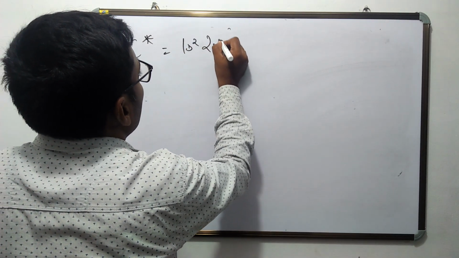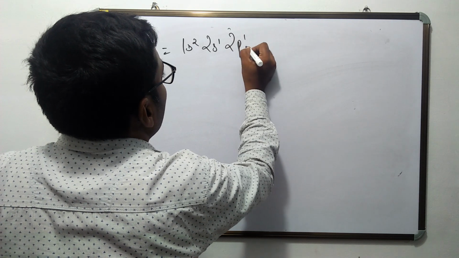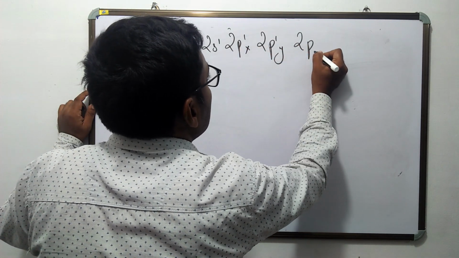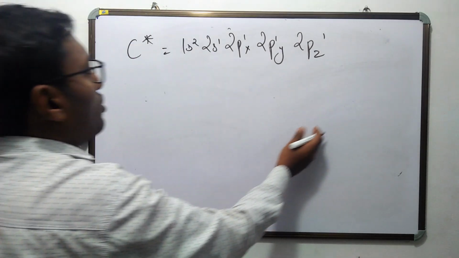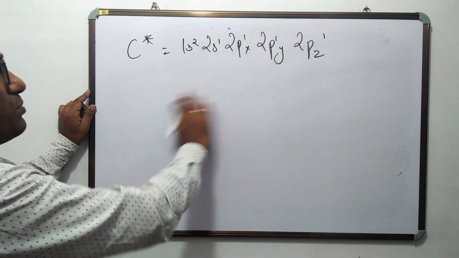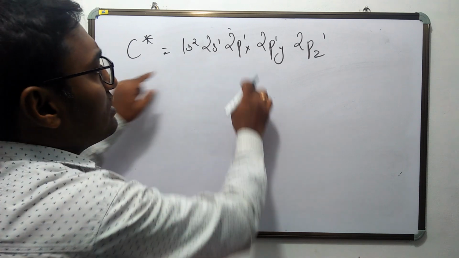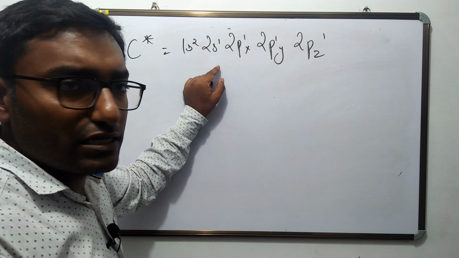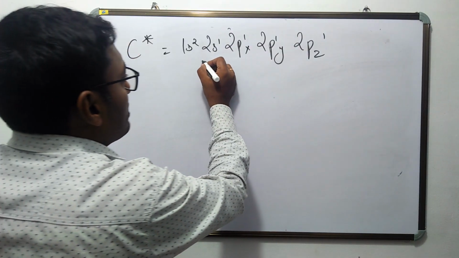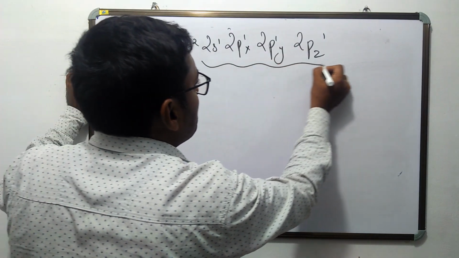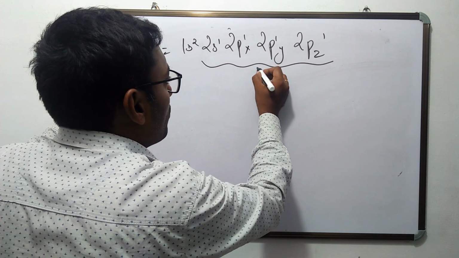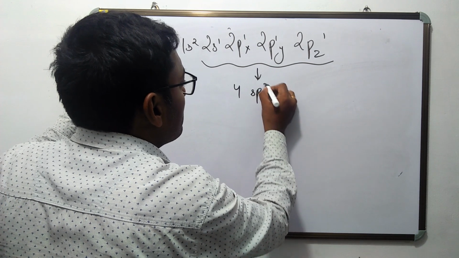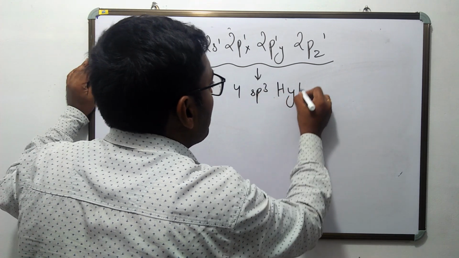1s2, 2s1, 2p1x, 2p1y and 2pz1. These are the 4 atomic orbitals. The 4 atomic orbitals are of different size, different shape and different energy. The 4 atomic orbitals now mix and merge with each other to form 4 new sp3 hybrid orbitals.